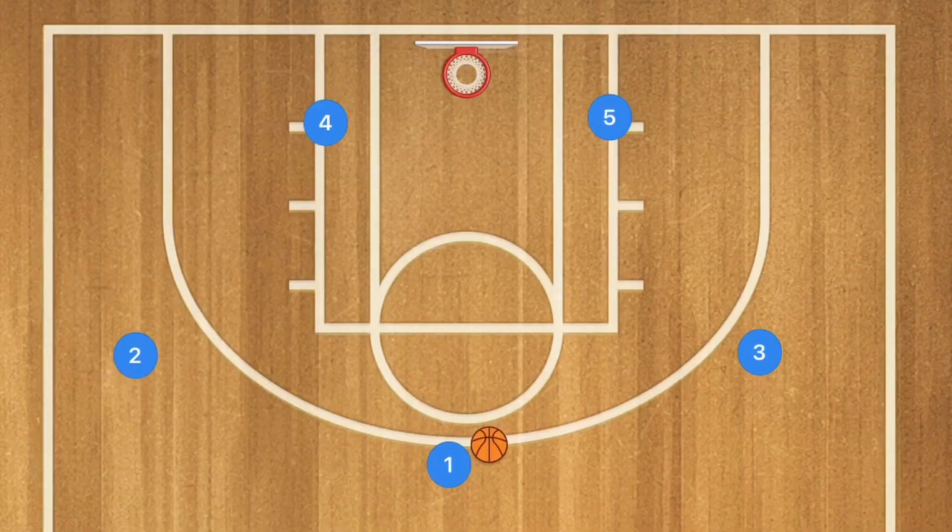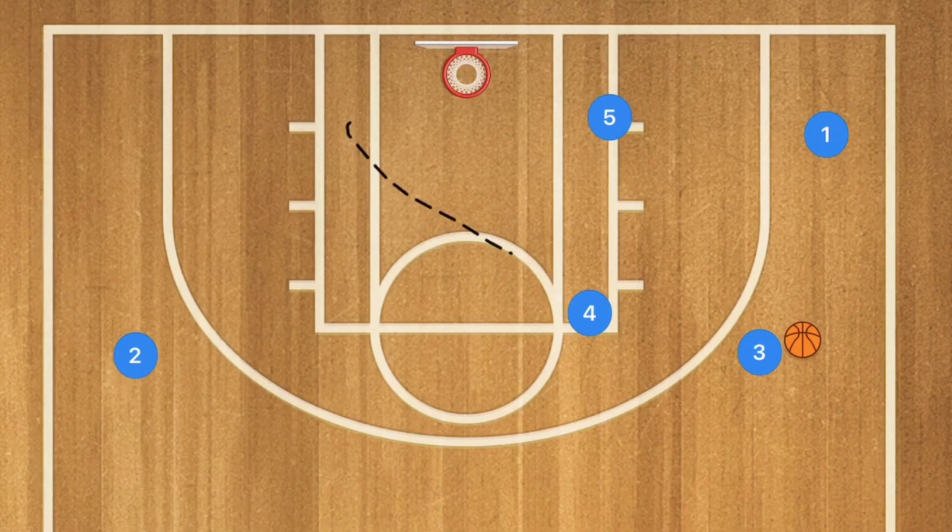So first in this basketball play, player 1 passes to player 3, and he's going to cut down to this low corner area. Next, player 3 could pass to player 1, or player 3 could hold it for now, and player 4 is going to cut up. Anyways, he's cutting up, and we're going to have an overload right here.